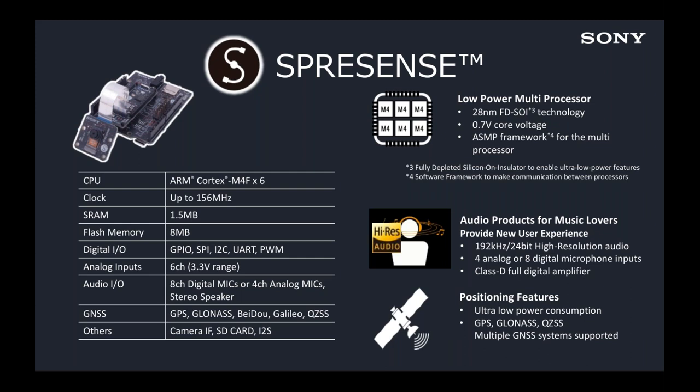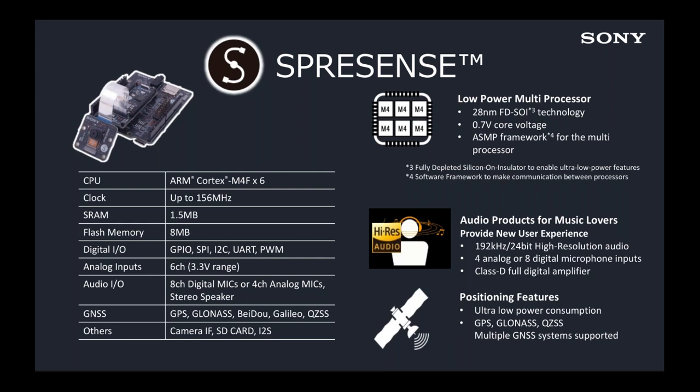Now that you know the features, let's look at a little more detail about the spec for Spresense. As I mentioned, it has 6 ARM cores. The cores are type M4F, with a clock frequency of 156 megahertz. The SRAM is 1.5 megabytes. We also have 8 megabytes of flash memory. You have access to digital I/O, which are GPIO, SPI, I2C, UART, and PWM. For analog inputs, we have six channels, with a 3.3 volt range.